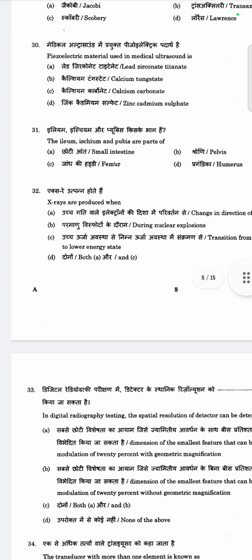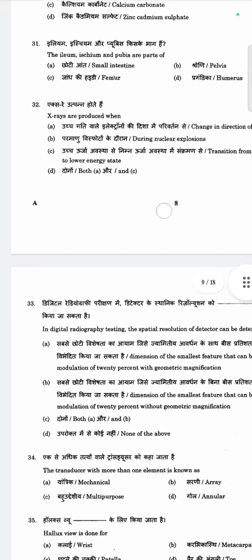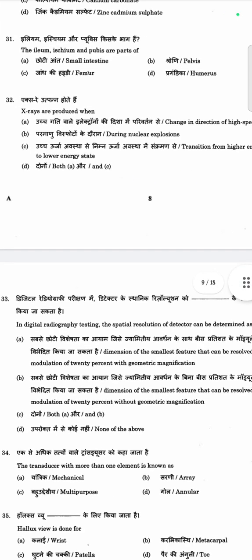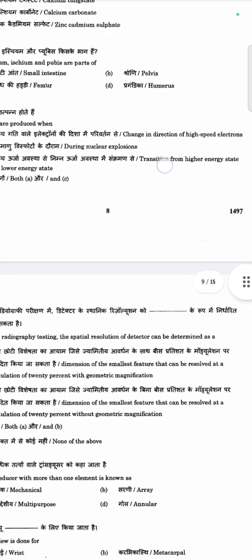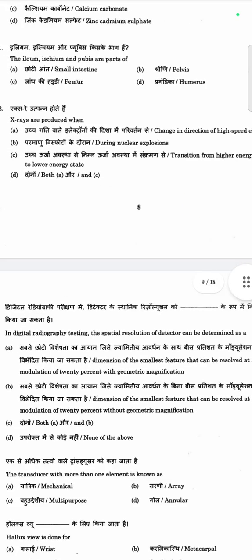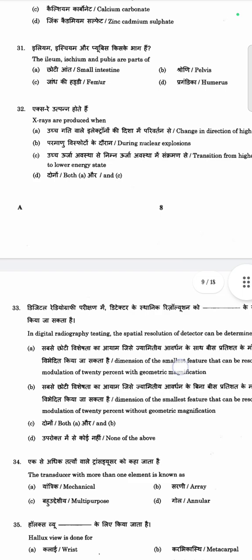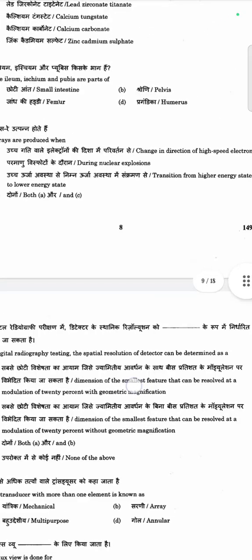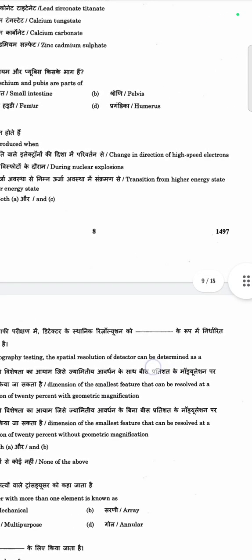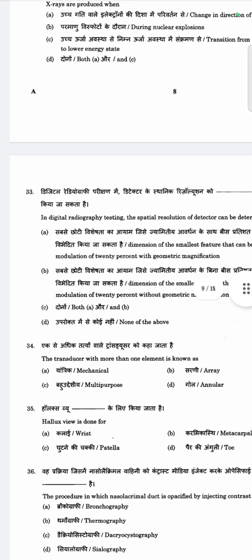Question 31: the iliac crests are part of the pelvis. X-rays are produced by changing the direction of a high-speed electron beam, and during nuclear transition from the higher energy state to the lower energy state. So the correct answer will be A.